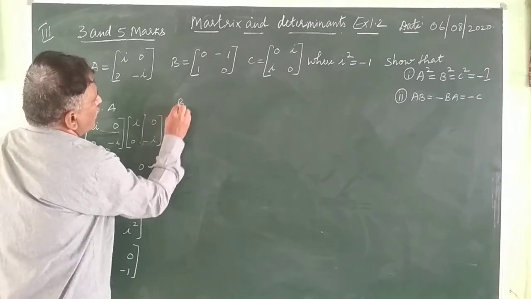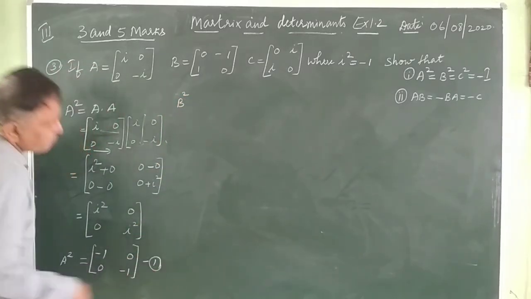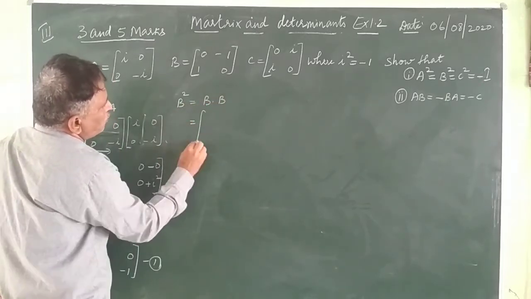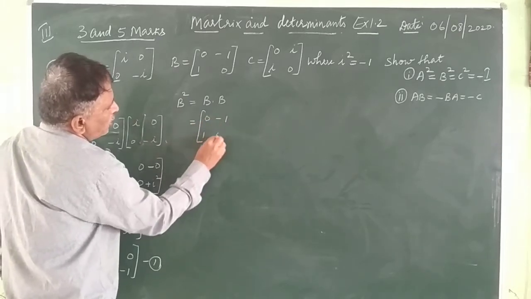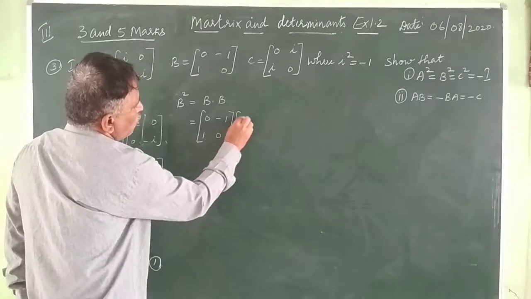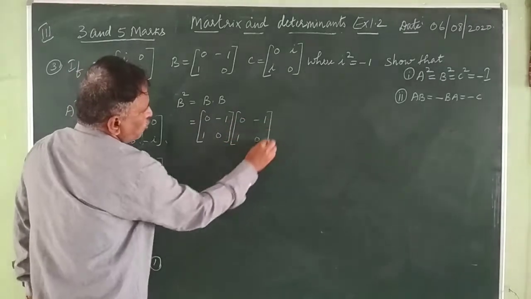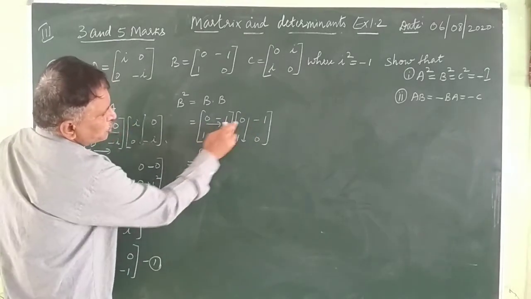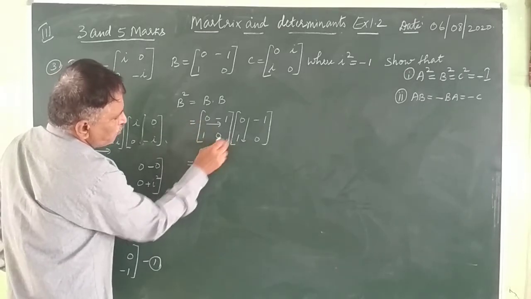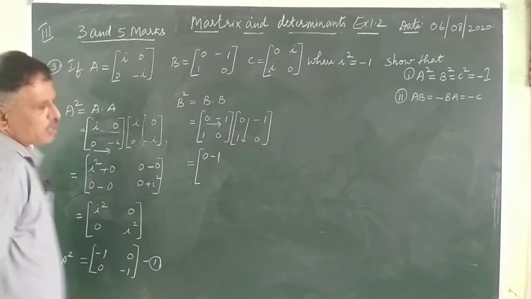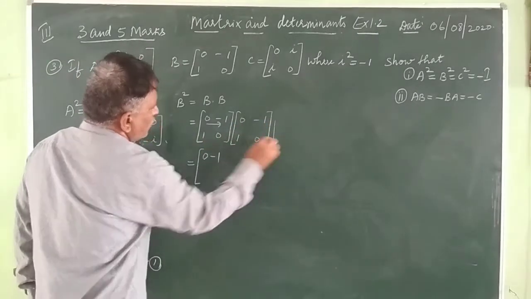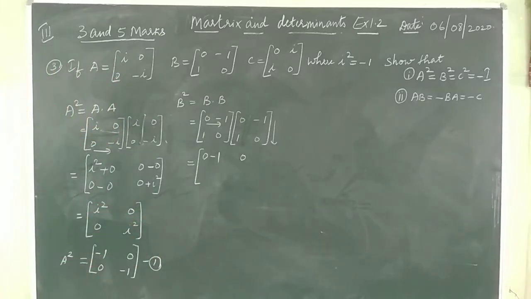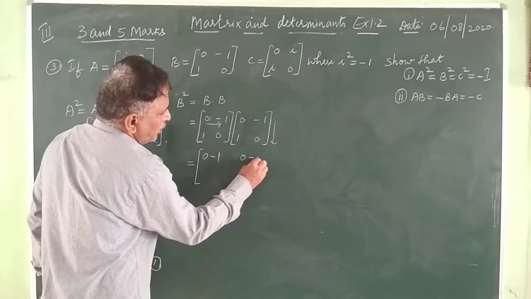Then, B square. If you want, you can call this equation 1. B square is equal to what again? B into B. What is B? [0, minus 1; 1, 0] times [0, minus 1; 1, 0]. Similarly, first row, first column: 0 into 0, 0. Minus 1 into 1, minus. 1 into 1 is 1. Next, first row, second column: 0 into minus 1, 0. You can write minus 0 or plus 0, that doesn't matter much. So this again will become minus 0.